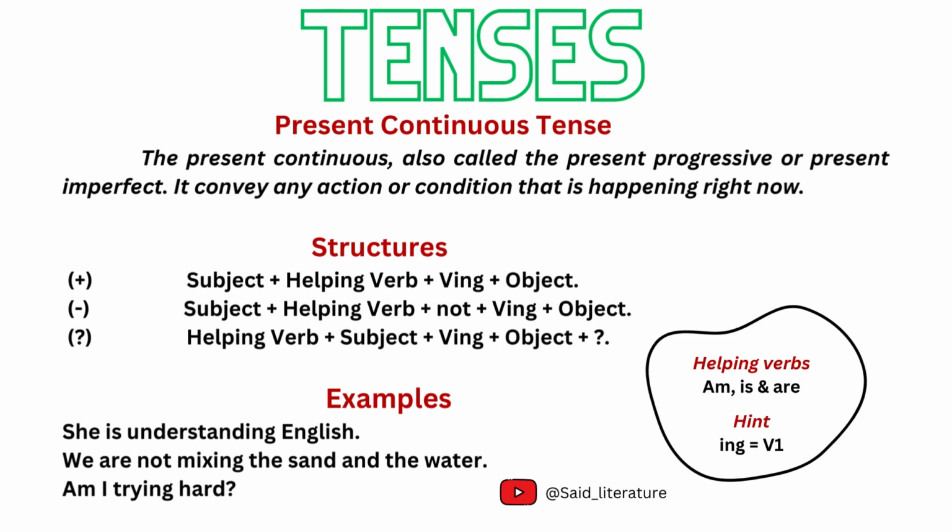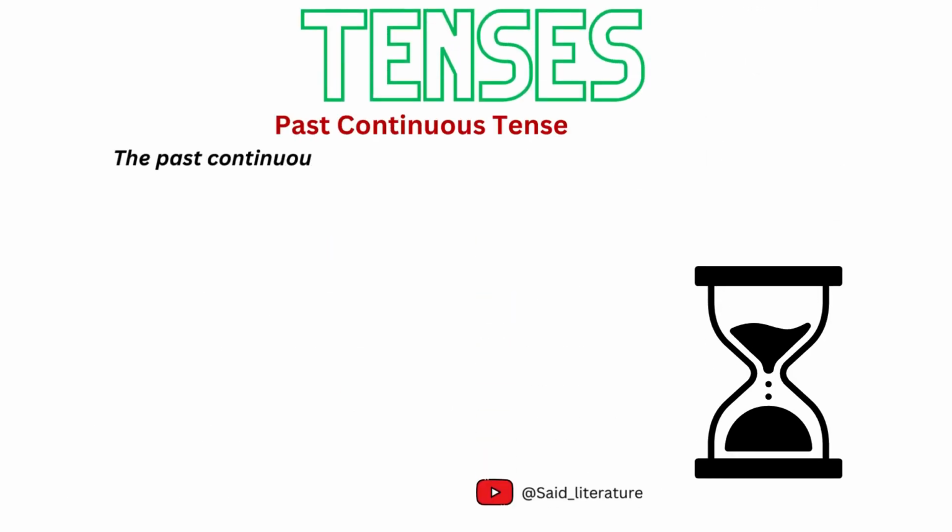The helping verbs which are used in this tense are am, is, and are. For example, she is understanding English. We are not mixing the sand and the water. Am I trying hard? There is also a hint here. Ing always comes with first form of verb. Next is past continuous tense.